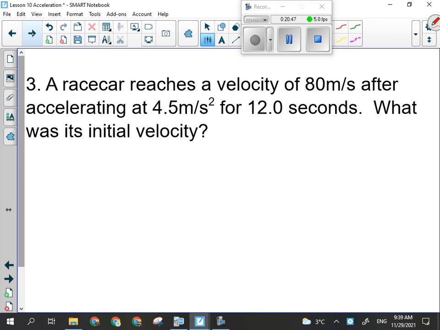Okay, a couple more of these. Okay, so this is the toughest manipulation of your acceleration formula, solving for VI. All right, so I'm going to give you guys a little bit of time to get that one done. Okay, solving for initial velocity on that.